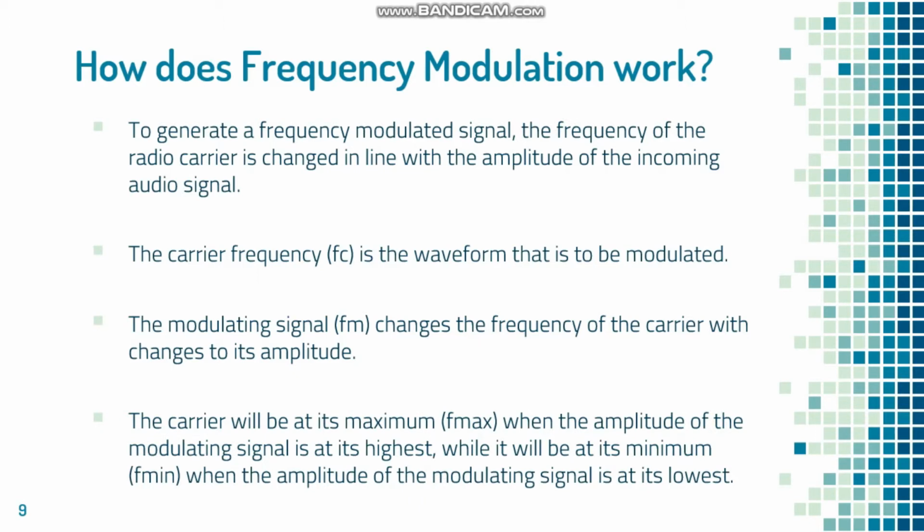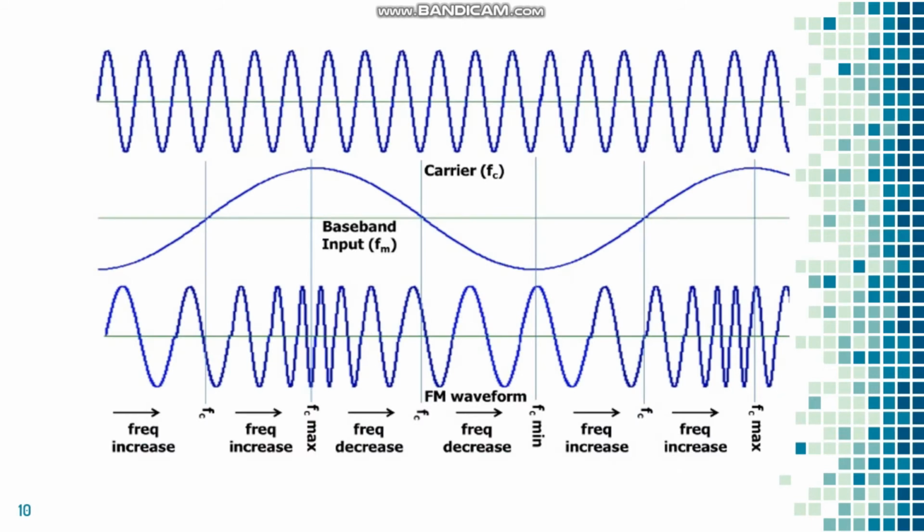The carrier will be at its maximum, Fmax, when the amplitude of the modulating signal is at its highest, while it will be at its minimum, or Fmin, when the amplitude of the modulating signal is at its lowest. So dito makita natin sa example. Itong top part, ito yung unmodulated carrier frequency. Itong middle part, ito naman yung modulating signal. So, itong third wave, ito yung modulated carrier na.